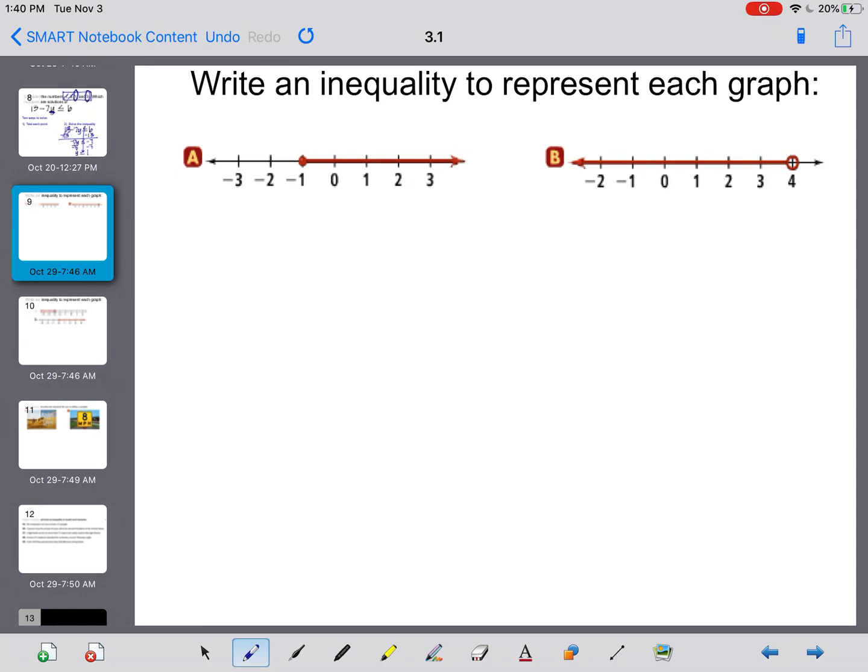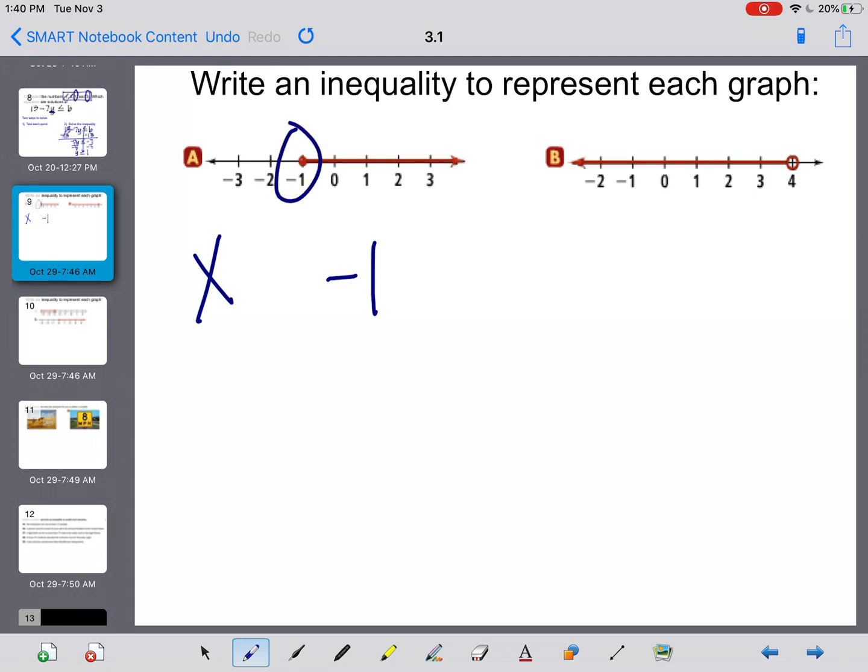Okay, now they're going to switch it and give us the graph like we've been doing, and we're going to have to write the inequality. My suggestions for doing that are to first write down the number and the variable, and then we'll figure out which way the sign goes and what sign we're using.